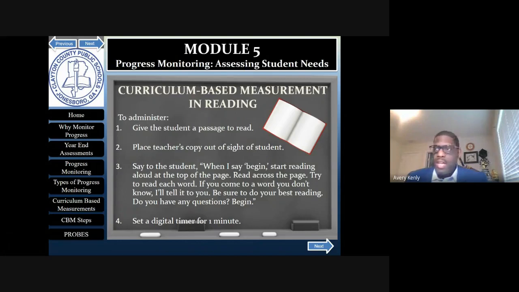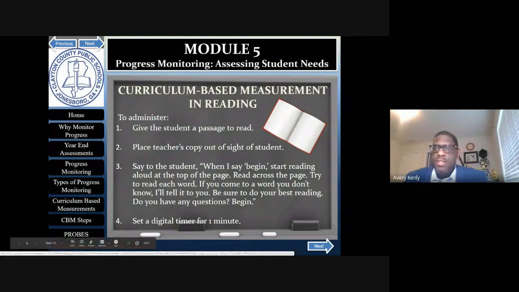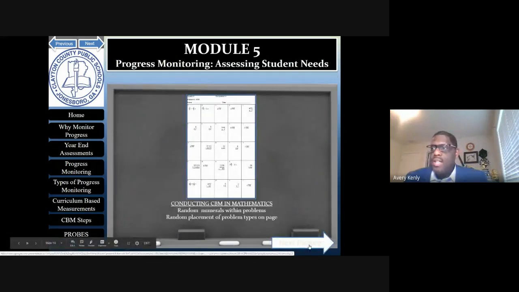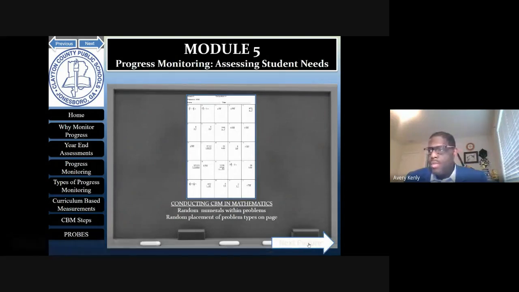So I want to give you a second to read the instructions and to see what differences there are. Not many differences from the instructions that we would give in math, but in step 4, notice that in this case, we would set a digital timer for 1 minute, and that would allow us to track the progress of that student in a set identified period of time. So this is just an example of a computational curriculum-based measurement.